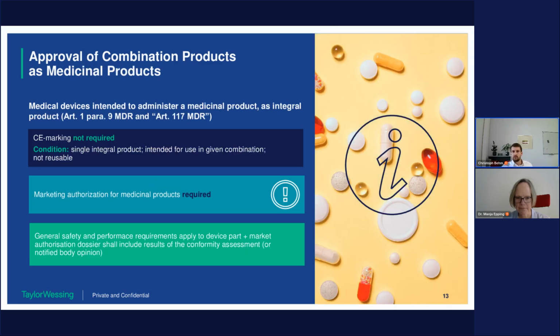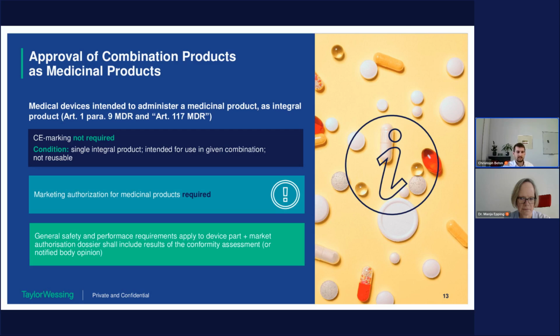Let's now come to the market access of medical devices intended to administer a medicinal product as an integral product. The procedure here is exactly the other way around. So medical devices intended to administer a medicinal product as an integral product do not require a CE marking, as long as the requirements in Article 1, Paragraph 9 of the MDR are fulfilled. It sets out 3 cumulative conditions that need to be satisfied at the moment of placing on the market.